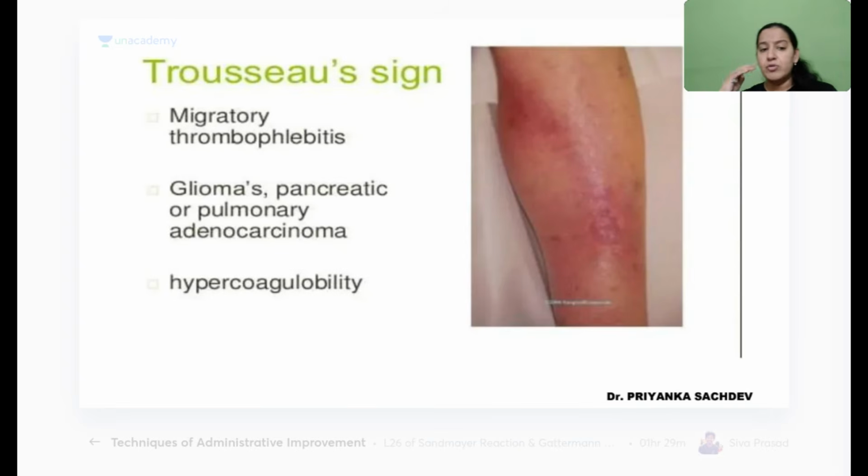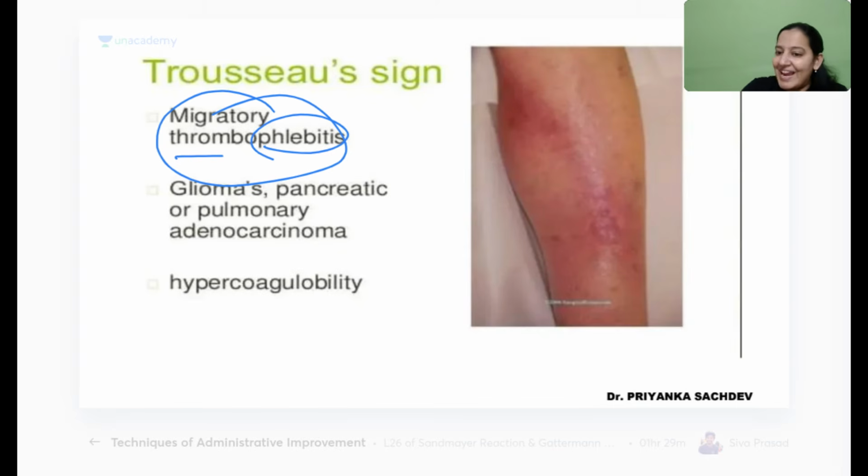So that is it, and last is Trousseau sign. You know what is Trousseau sign? It is migratory thrombophlebitis. Phleba means vein. There are artery, vein and capillary. So phleba means vein, the Greek word for vein. Phlebitis means inflammation of veins. So can you see a vein here? This is a vein. It is inflamed. It has become red.